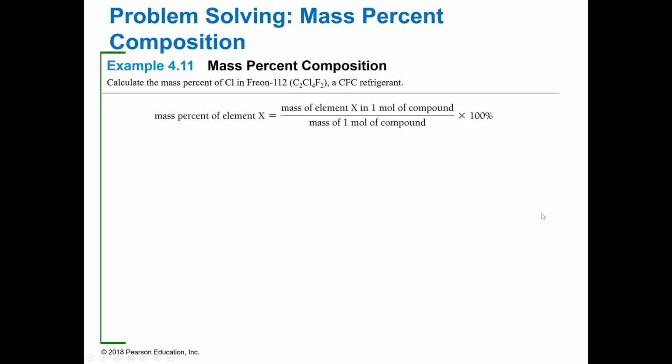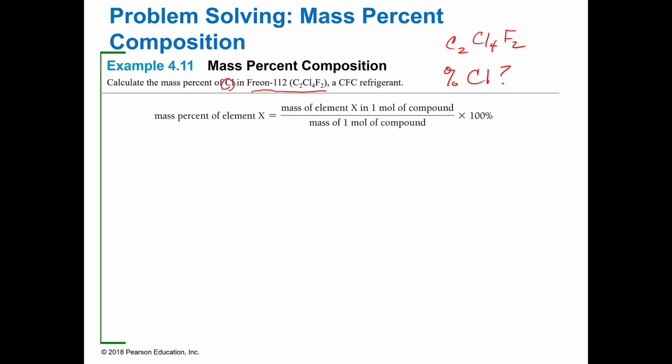So what we have to do is to calculate the mass percent of chlorine, in this case, in Freon 112. Wow, that brings back memories. I used to make that. This was a refrigerant gas we used to use back in the 80s before we decided it was destroying the ozone layer. So anyway, it has a formula of C2Cl4F2. And it wants to know how much Cl is in there. So what percent of that whole thing, Freon 112, is chlorine.